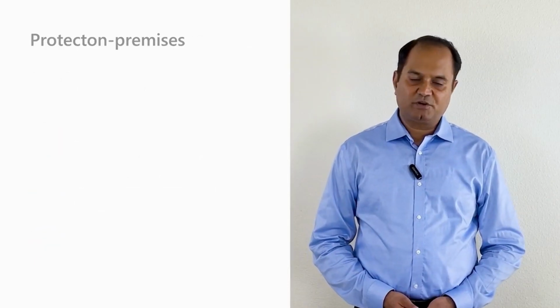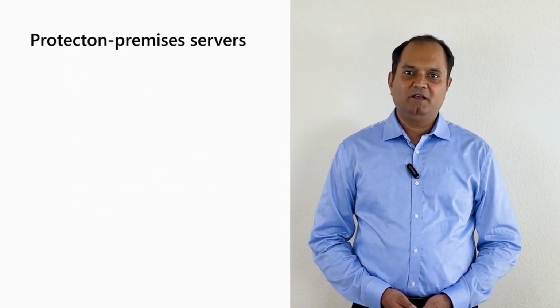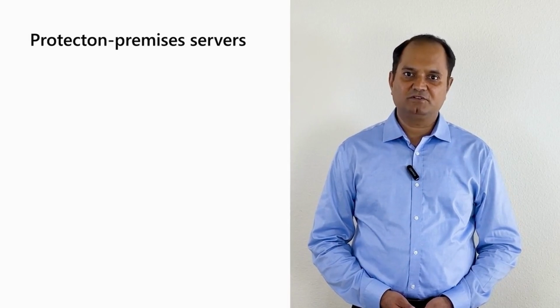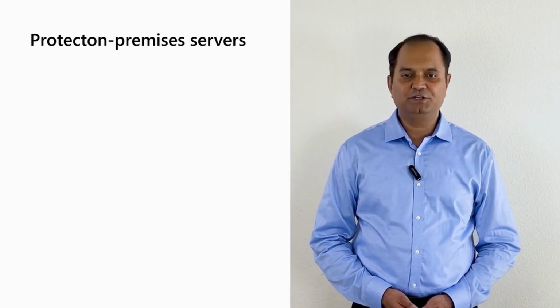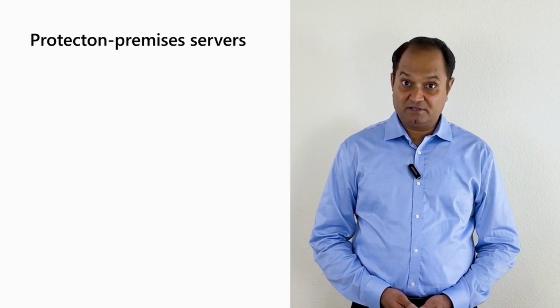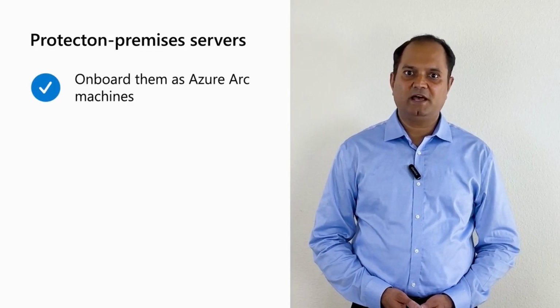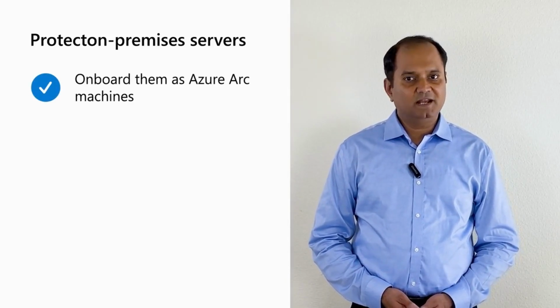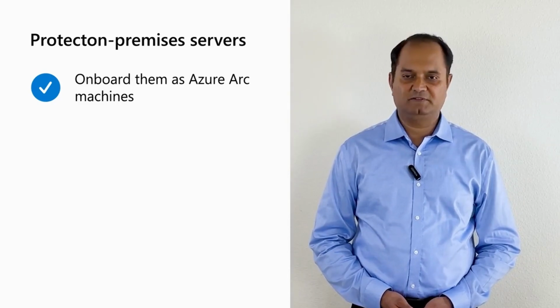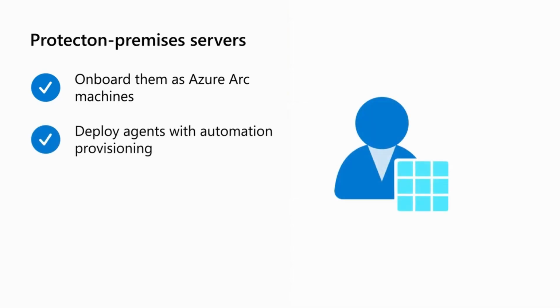The fourth stage is protect on-premises servers. When it comes to safeguarding your on-premises servers, you will need to follow a couple of steps to ensure their protection. The first step is to onboard these servers as Azure Arc machines, which allows you to manage them through Azure services. Once the servers are onboarded, the next step is to deploy the required agents using automation provisioning.